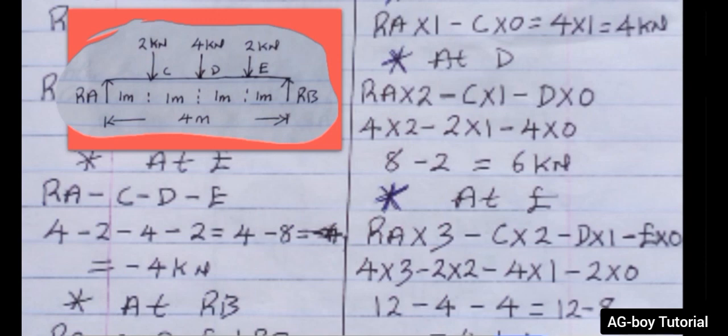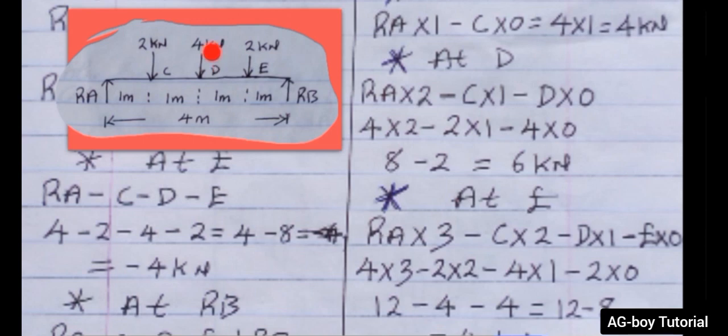Then at point C, the distance from point C to E is 1, 2, this is 2 meters. Then we are going to have 2 multiplied by 2. Then at point D, the distance from point D to E is just 1 meter. So we are going to have 4 times 1. Then at point E, the distance is 0. So we are going to have 2 times 0.